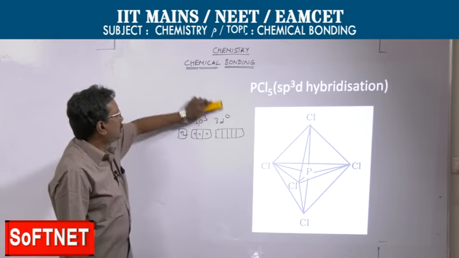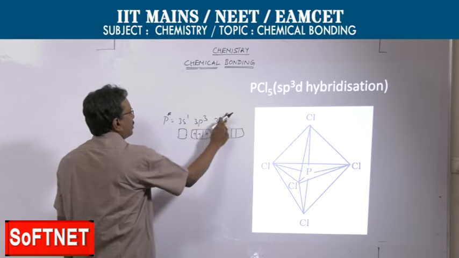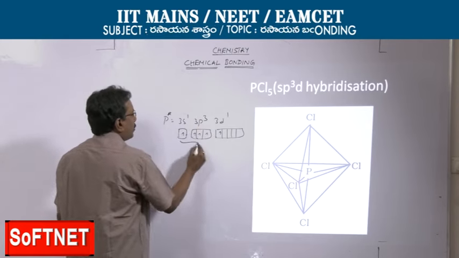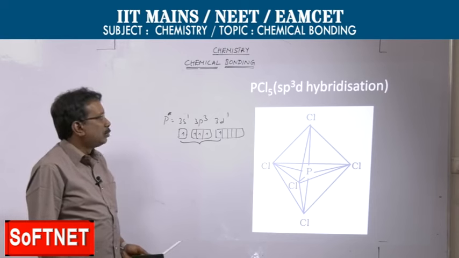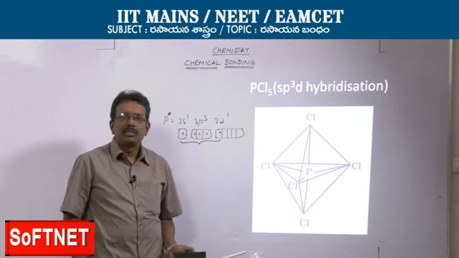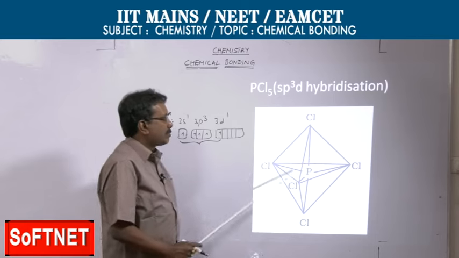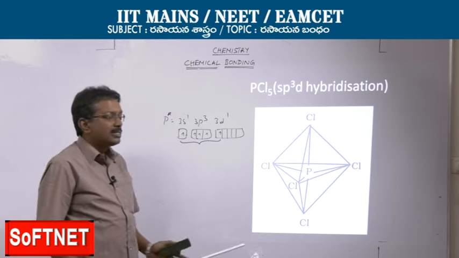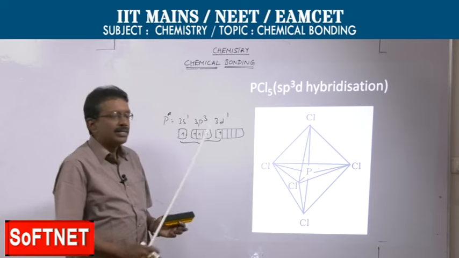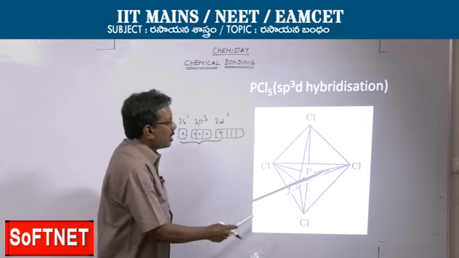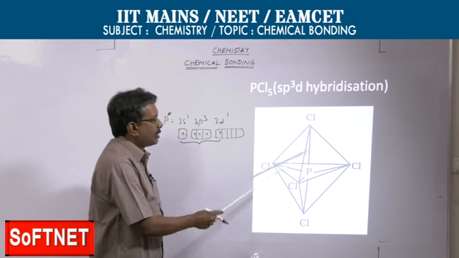So in this PCl5, now I am writing here P star configuration, the excited configuration. It becomes 3s1, 3p3 and 3d1. Now we have totally 1 s orbital, 3 p orbitals and 1 d orbital. That means 5 atomic orbitals are there. Those 5 atomic orbitals intermix together and produce 5 sp3d hybrid orbitals. Those 5 sp3d hybrid orbitals overlap with 5 chlorine atoms, and in total 5 electron pairs are there. All electron pairs are bond pairs. If all electron pairs are bond pairs, then we have a trigonal bipyramidal structure, and these 3 chlorines are called equatorial chlorines, and these 2 chlorines are called axial chlorines, and equatorial bonds are shorter than axial bonds.